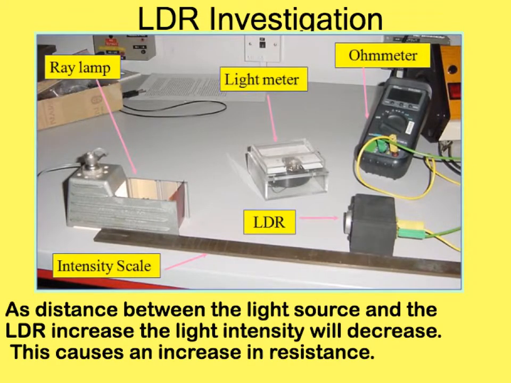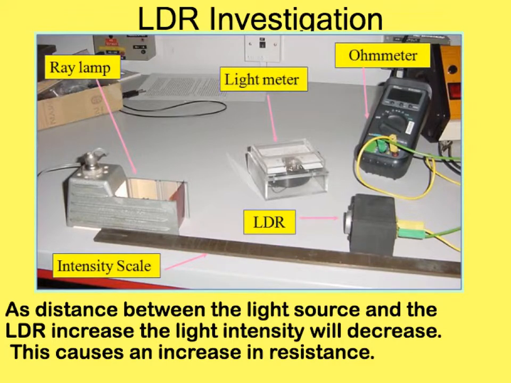Here is a simple LDR investigation. You can see that we have a light source here, known as our ray box. We've got an LDR over here, which is our light dependent resistor. We've got a light meter here, and we've got an ohmmeter there, which is basically a multimeter that's connected to our LDR. And then we've got our ruler here to measure the distance.